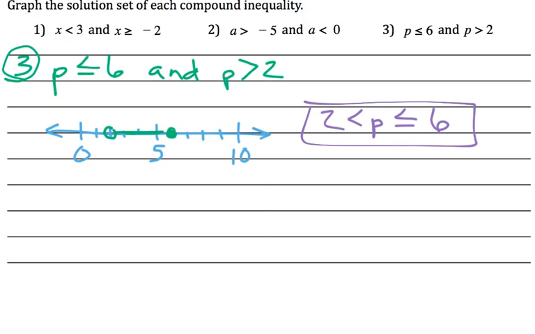Now, let's say you only stopped at like 5, but you ended up having your arrow go here. That's not a big deal. Just make sure it's accurate. And 2 is less than p is less than or equal to 6 is how I would write this in one step of math. Let me say one more thing.